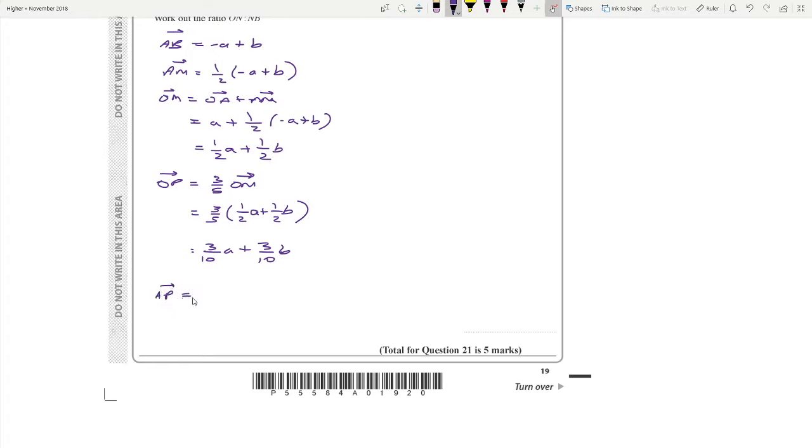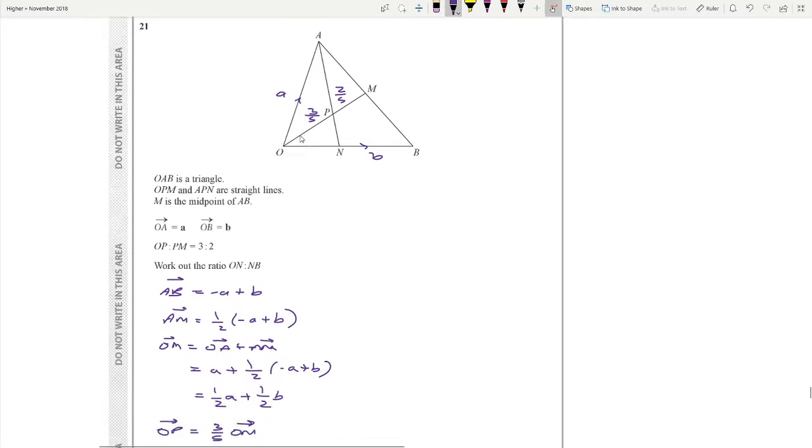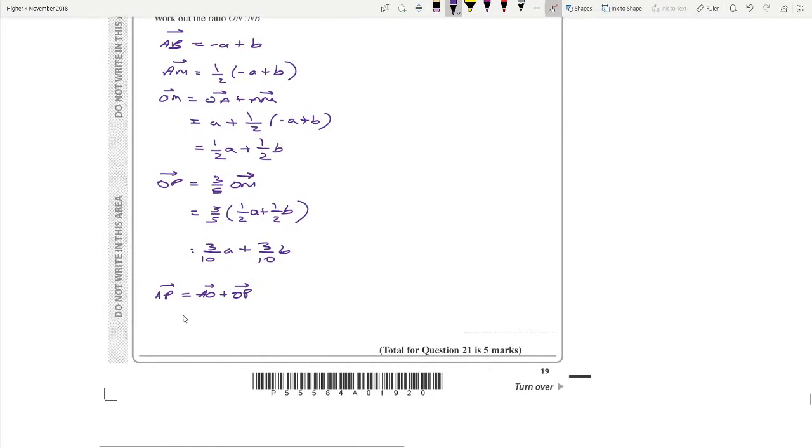So let's write down the journey we'll be taking. We're going to go on AO first, and then add OP. AO is going to be minus A. Add OP, we just worked out here, is 3/10 of A. Add 3/10 of B. Simplify that.